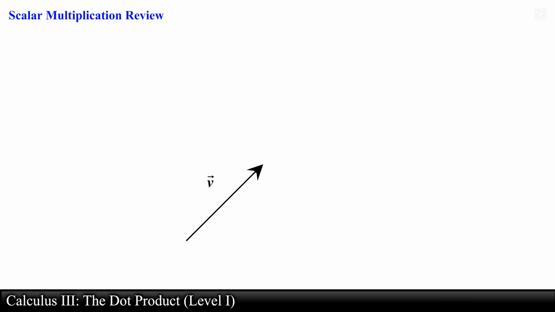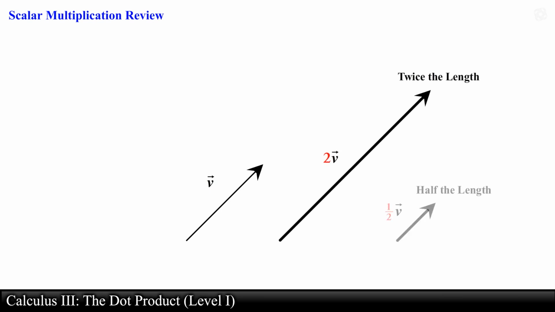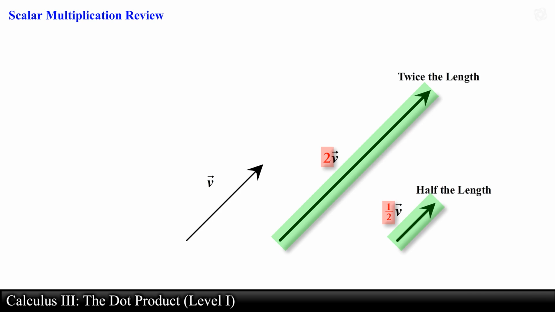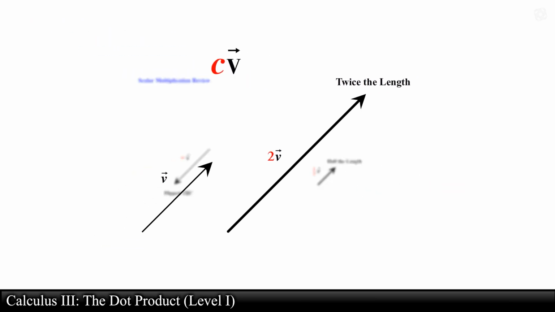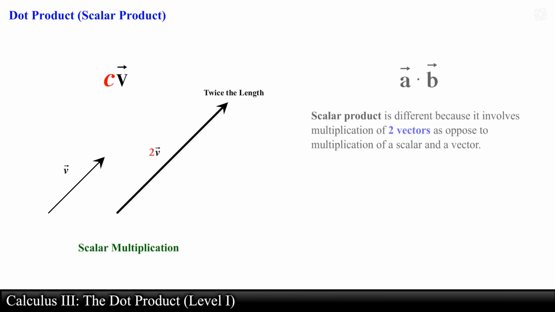In the previous videos, we described scalar multiplication as an operation that takes a real number, called a scalar, and changes the length or magnitude of a vector. If this scalar was negative, then it would also change the direction of the vector 180 degrees and would point in the opposite direction. This operation can be denoted as C times vector v. Now, the scalar product is different because it involves multiplication of two vectors as opposed to multiplication of a scalar and a vector. So keep this little detail in mind.